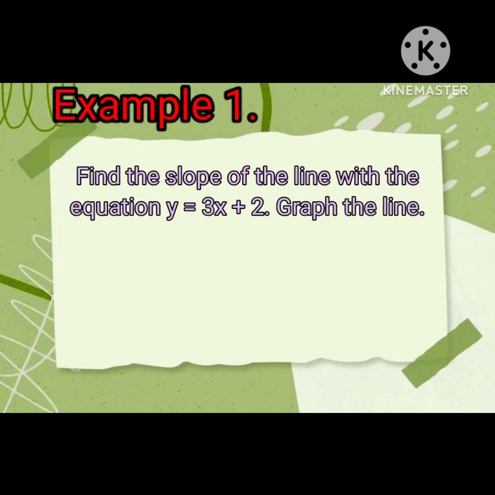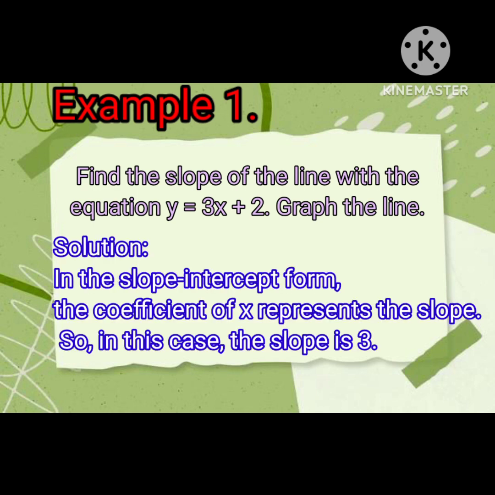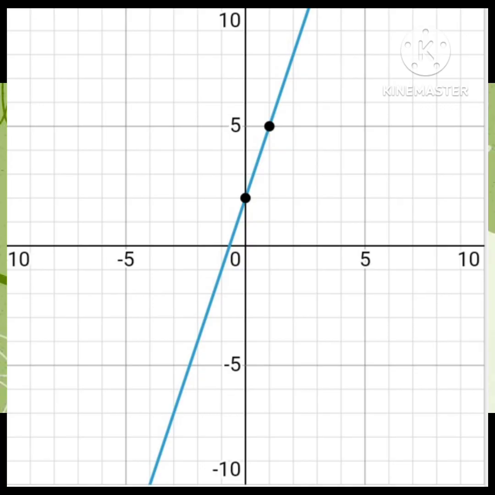We have example number 1. Find the slope of the line with the equation y equals 3x plus 2 and then graph the line. The solution: in the slope-intercept form, the coefficient of x represents the slope. So in this case, the slope is 3. So this will be our graph for our equation.